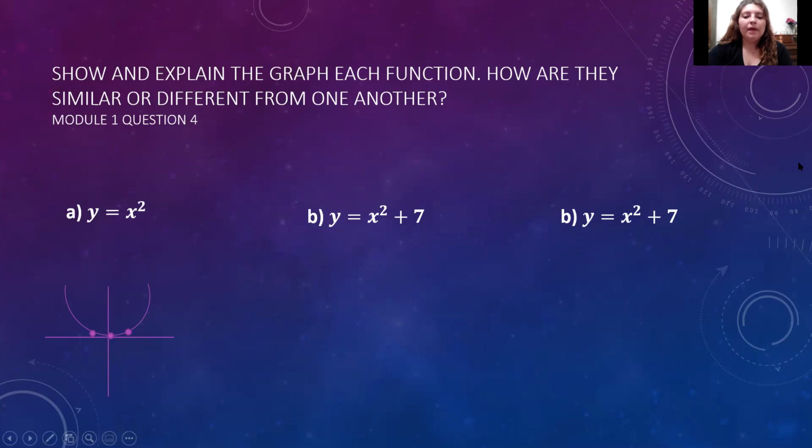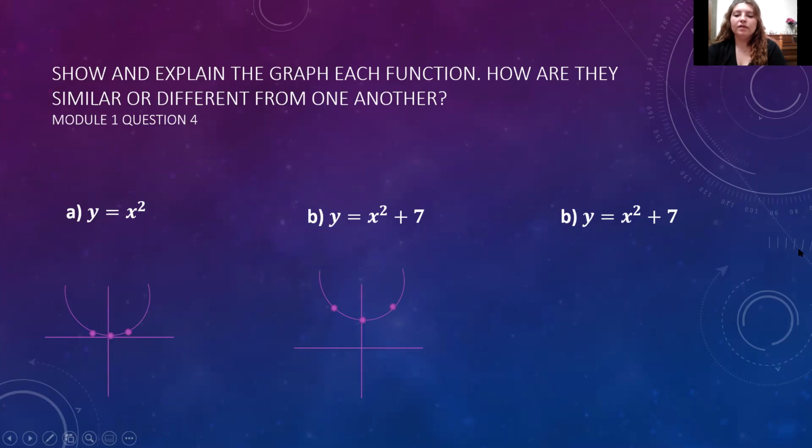But then if you look at b, it's the exact same function, only you have a +7 at the end. So that's going to be our y-intercept. So that's going to show us that our new origin is going to be at 0, 7. So it's going to move up on that y-axis.